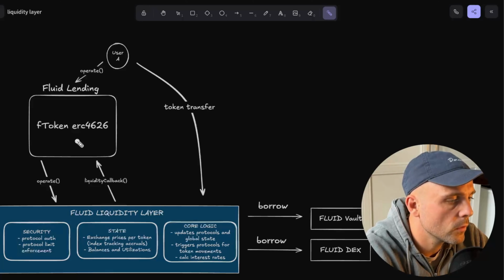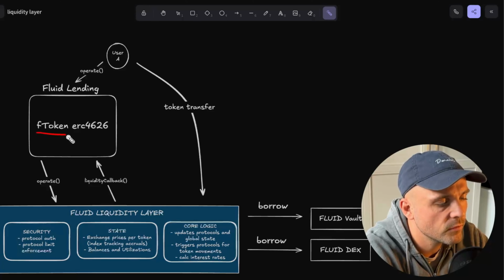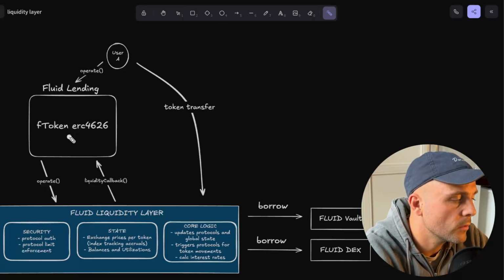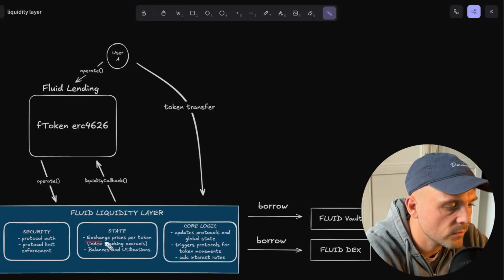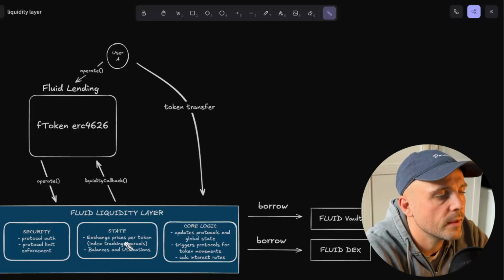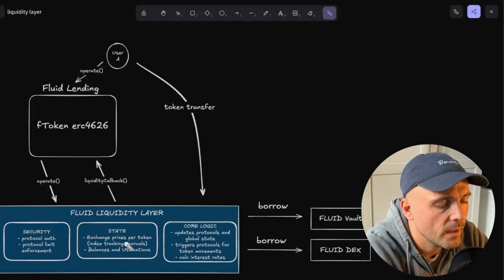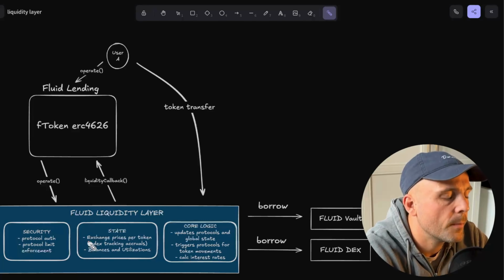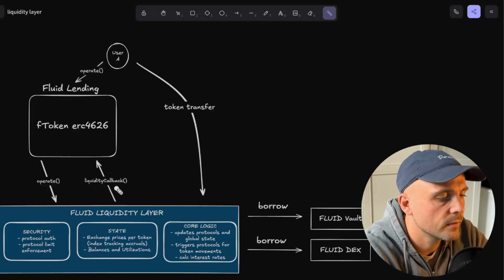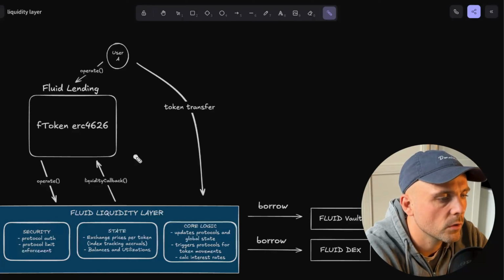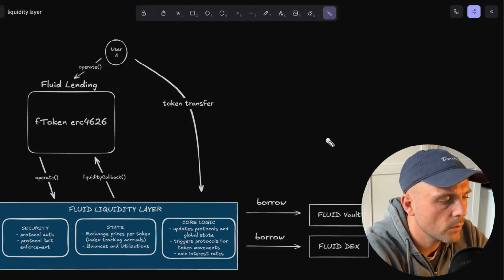So at the end of this flow, the user ends up with these fToken shares that increase in value over time through yield that is tracked by these exchange prices that are maintained by the liquidity layer. And again, these exchange prices are basically indexes that track accruals since inception. They are very similar to the liquidity index, as it's called under the Aave protocol. And yeah, I think this really already sums it up for Fluid Lending. There's not much more to say.